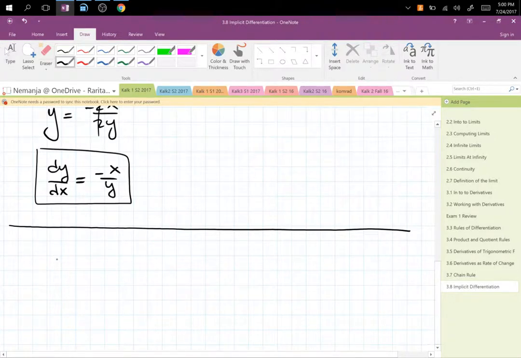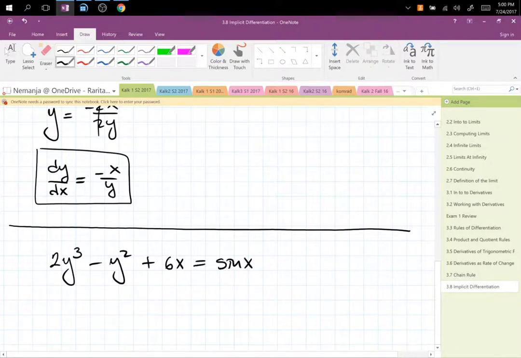Well, let's try more first and then we'll deal. So how about another implicit expression? 2y cubed minus y squared plus 6x is equal to sine x.